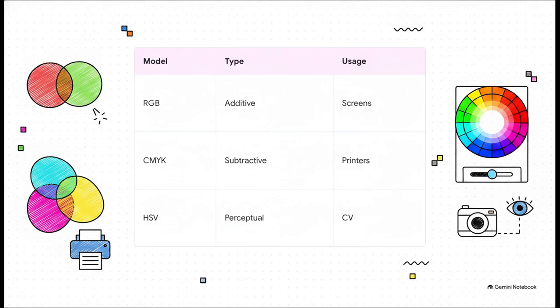But the most interesting one for computer vision is actually HSV, which stands for hue, saturation, and value. Because HSV separates the actual color, the hue, from the brightness, the value, it makes it incredibly robust for algorithms that are trying to track a specific color under changing lighting conditions.